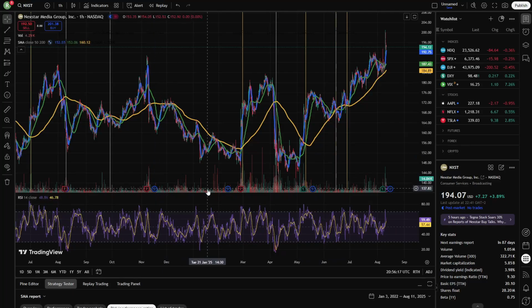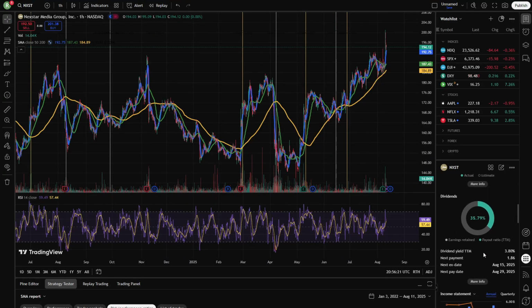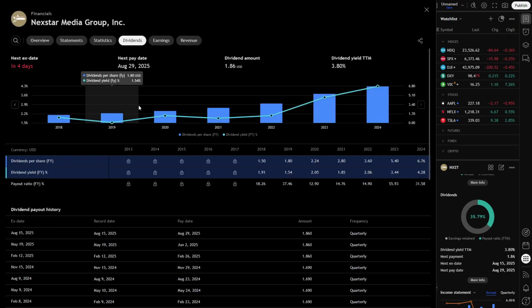Something I like about this stock quite a lot is the dividends. As you can see, all these little blue D's down here are the dividends, and they pay out quite a nice dividend yield, as you can see right here, 3.80%. And they have been increasing the dividends quite a lot over the years, which is of course lovely to see.